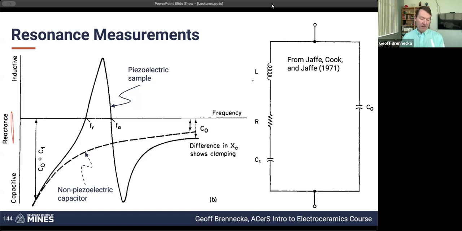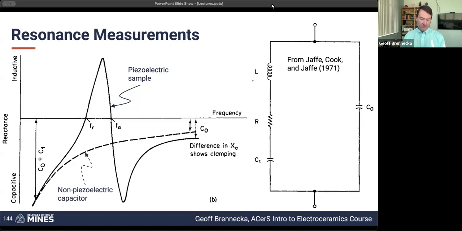But the point is that if you have a non-piezoelectric capacitor, that reactance is going to gradually increase and sort of saturate. And if you have a piezoelectric response, there's going to be a resonance that corresponds to the mechanical resonance of the material. And from the difference in frequencies between the resonant frequency right here and the anti-resonant frequency, you can back out what the piezoelectric characteristics of the material are.